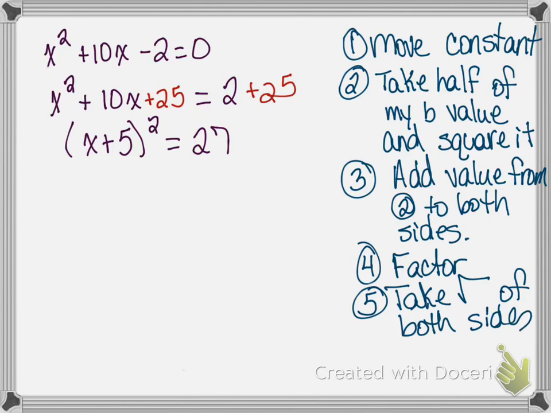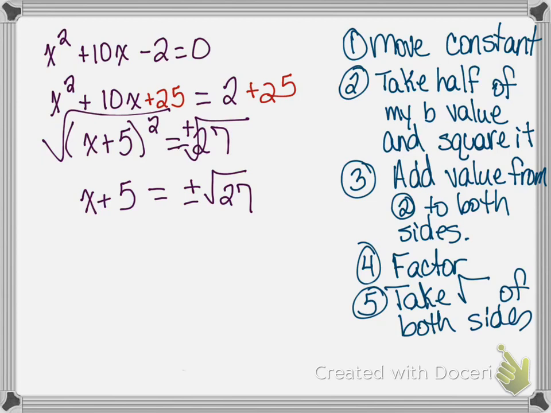Okay, I'm taking the square root of both sides. So I have a square root and I have a square root. So I have x plus 5 equals plus or minus the square root of 27. Now remember, if I have x squared equals 4, we immediately see that x can be 2. We forget, what else can x be? What else squared gives me positive 4? Negative 2. So don't forget that negative. I've got to have plus or minus the square root of 27.